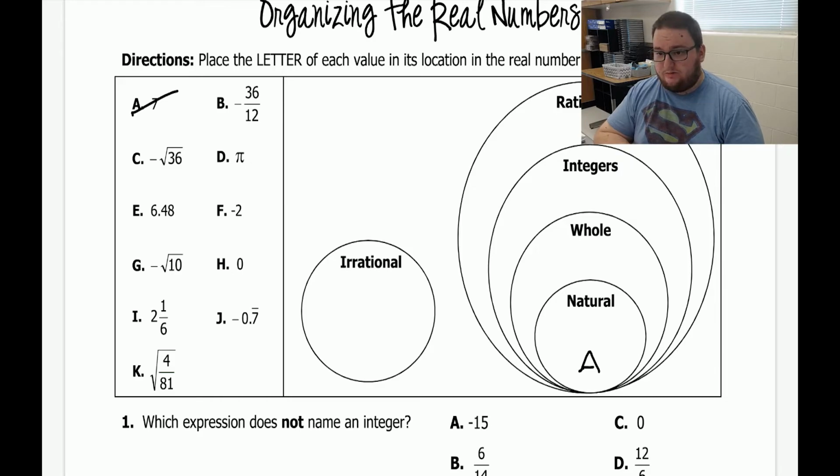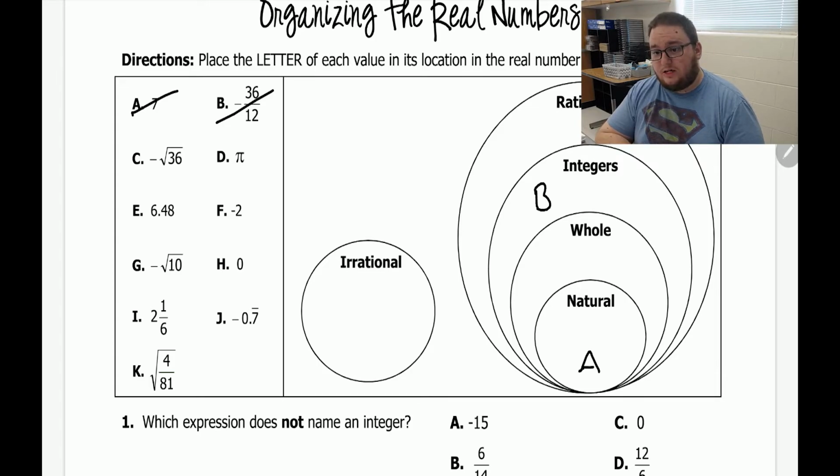We have -36 over 12. Well, 36 over 12 can be reduced a little bit, and that reduces to 3. So we have negative 3. Since it's negative, we know that it's not going to be a part of the natural numbers or the whole numbers. And we know that the smallest group that it's going to be assigned to is the integers. So since negative 36 over 12 changes into negative 3, we can take B and put it in the integers. And then we're going to mark through B.